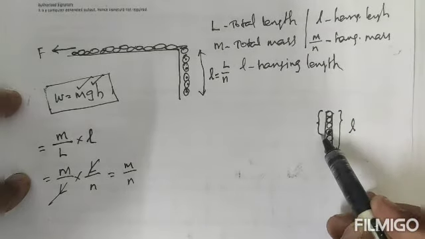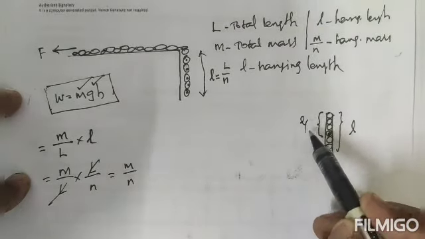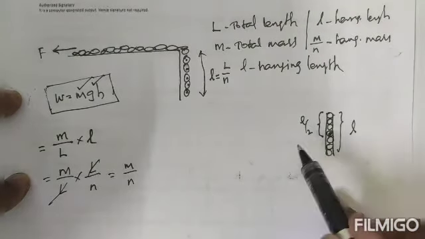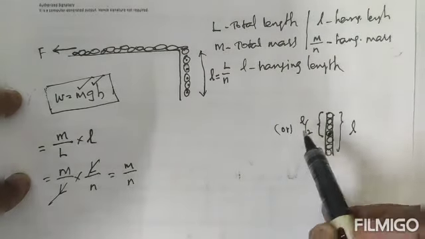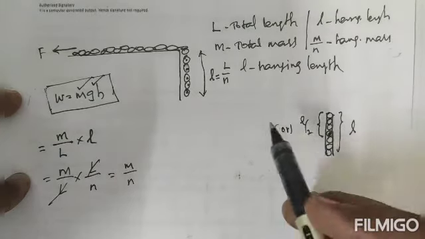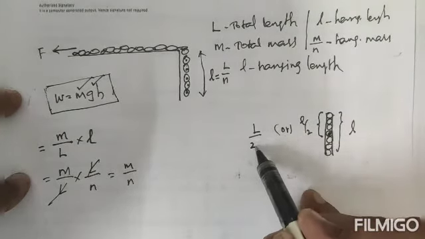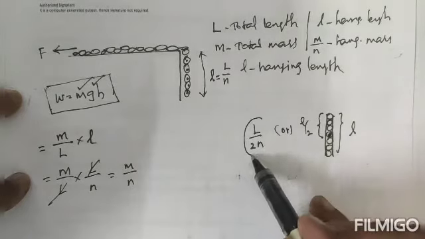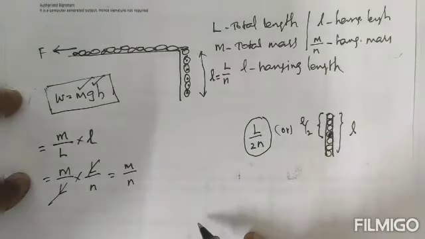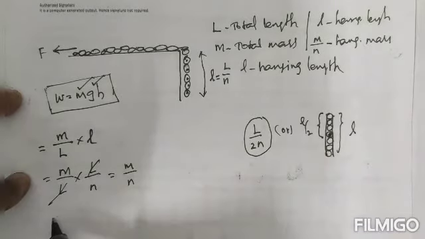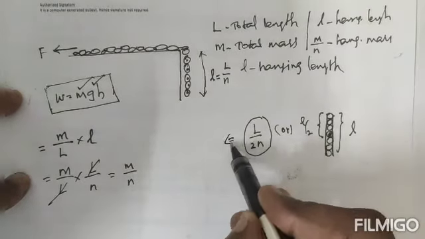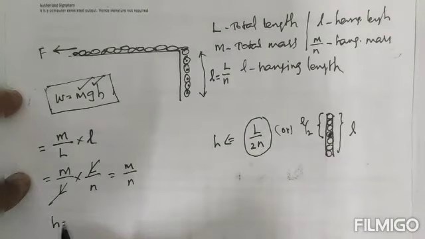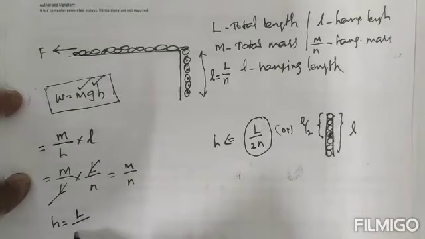So up to the center of gravity, the length is L by 2 alone. Or we can write it as small l by 2, or otherwise capital L divided by 2n. So this is the length of the hanging part. So the height, or the length of the hanging part, is equal to L divided by 2n.